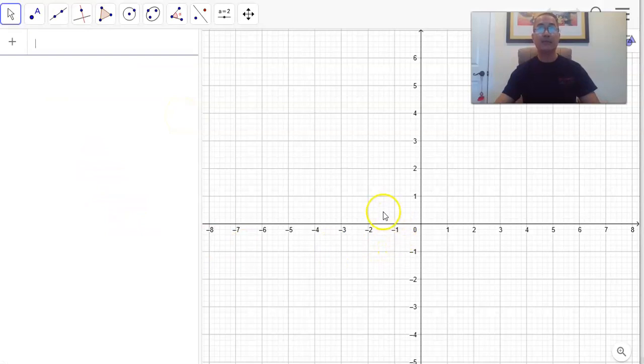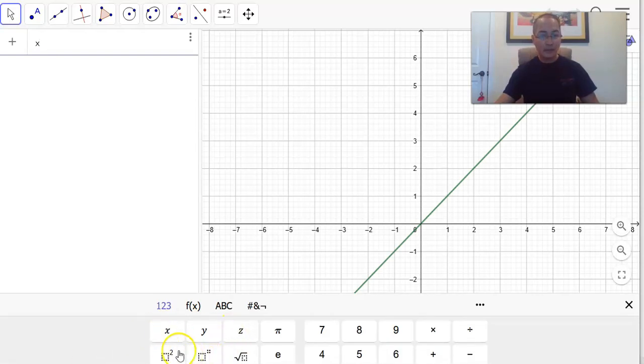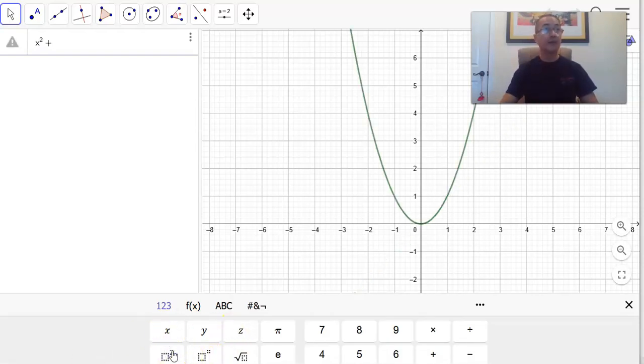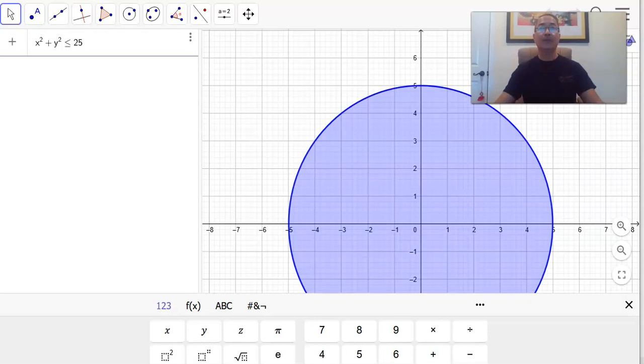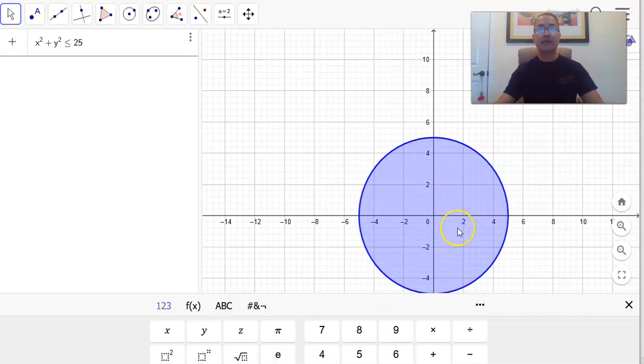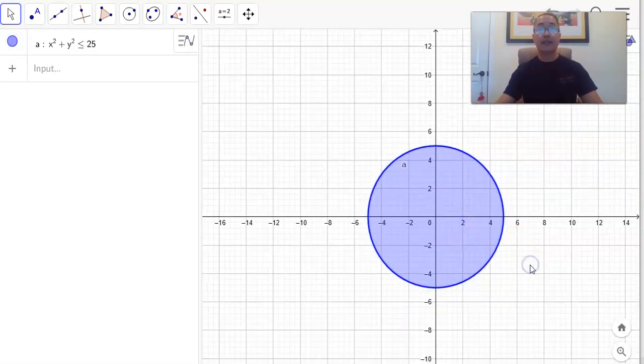We're actually back in 2 dimensions because GeoGebra can draw that inequality for us. Check it out. x squared plus y squared less than or equal to, so there is a less than or equal to there, 25. Ooh, there it is. We call this the solid disk of radius 5, which is centered at the origin. So this is the domain of our function.